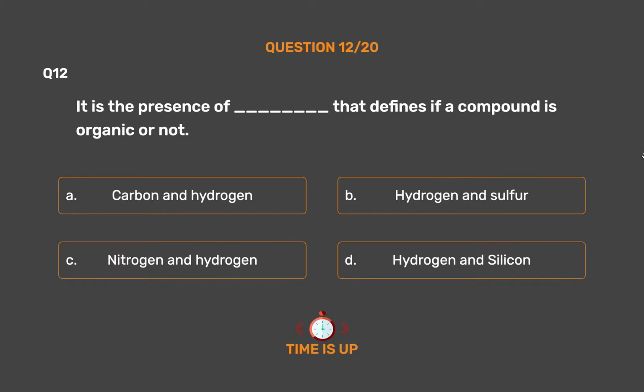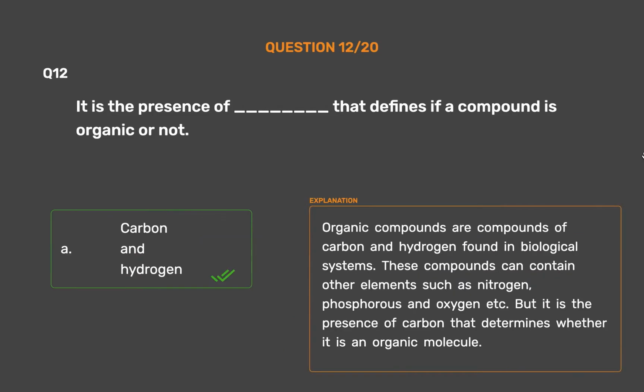The correct answer is option A. Carbon and hydrogen. Organic compounds are compounds of carbon and hydrogen found in biological systems. These compounds can contain other elements such as nitrogen, phosphorus and oxygen etc., but it is the presence of carbon that determines whether it is an organic molecule.